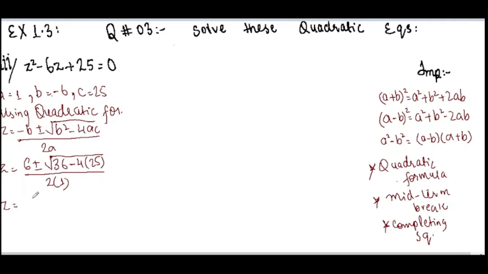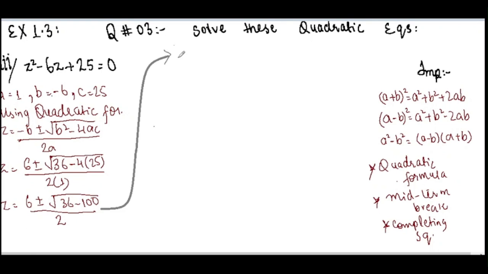So z equals 6 plus minus square root of 36 minus 4 into 25, which gives us 100, whole divided by 2. So the next step would be z equals 6 plus minus square root of 36 minus 100, which gives us minus 64, whole divided by 2. Z equals 6 plus minus. Now we are going to take the square root upon this minus sign and 64. So we get square root of minus 1 into square root of 64, okay, whole divided by 2.